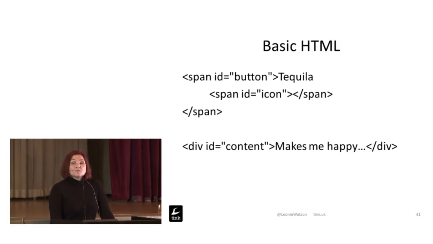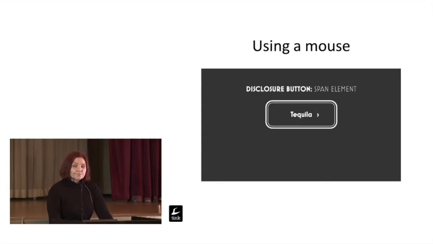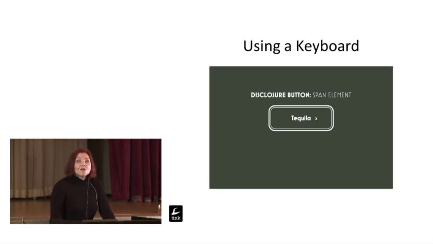If we were to add in some JavaScript and some CSS to get it all functioning, this is pretty much the experience you'd get if you used a mouse. So it works pretty much as expected. You hover a mouse over the button, it changes appearance to let you know where your focus is. You click on it, it opens the content and closes up again, and everything works just as well as you'd hoped. If you were going to try using the same thing with a keyboard, this is what would happen.